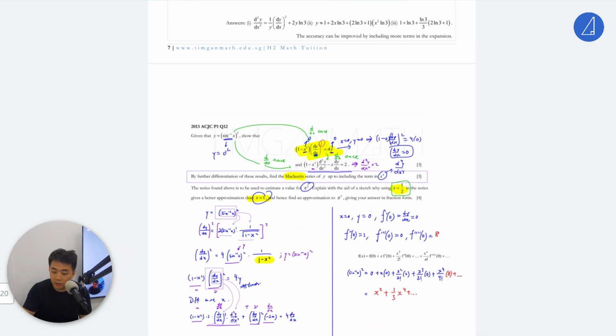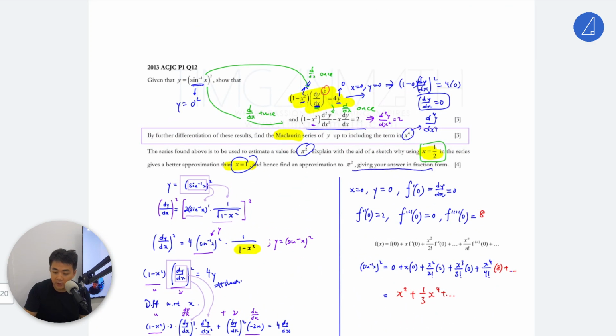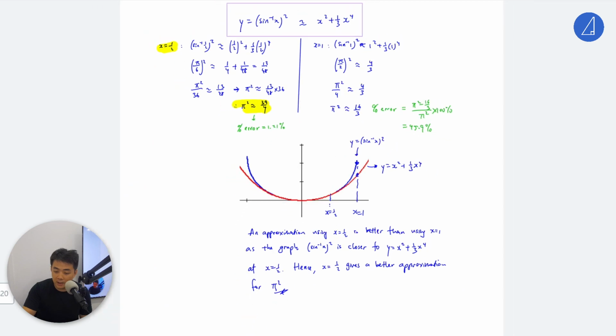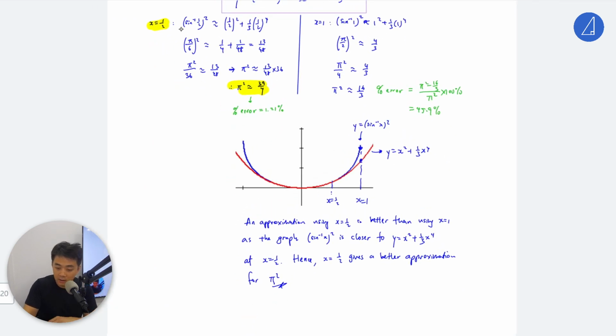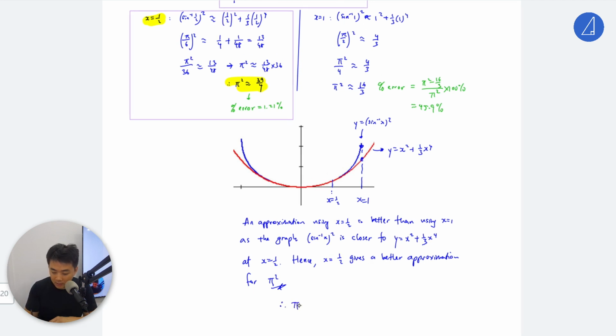Then they ask you to give your answer in fraction form. Then this is the answer. We are using this one here. I wrote this before. Yeah, this is the answer. So hence pi square is roughly equal to, approximating, 39/4.